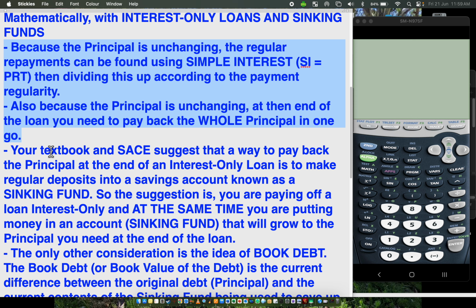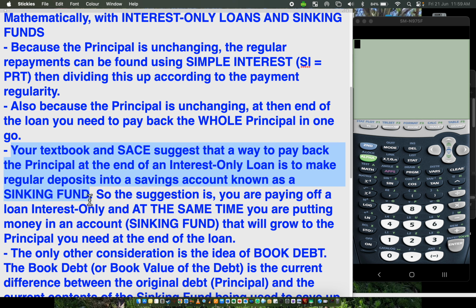So what does your textbook and SACE suggest? Your textbook and SACE suggest that a way to save up that principal that you have to pay back at the end is to regularly put money into a savings account known as the sinking fund. So the suggestion is you're paying off a loan interest only, and at the same time you're doing something else. You're putting money in an account called a sinking fund that will grow to the principal that you need at the end of the loan.